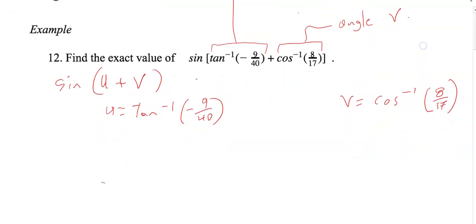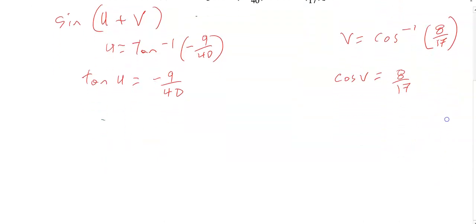So then, from this, we take tan inverse of both sides. We have tan of u is equal to negative 9/40, and the cosine of v is equal to 8/17. Now we have to remember where tan inverse and cosine inverse live, right?